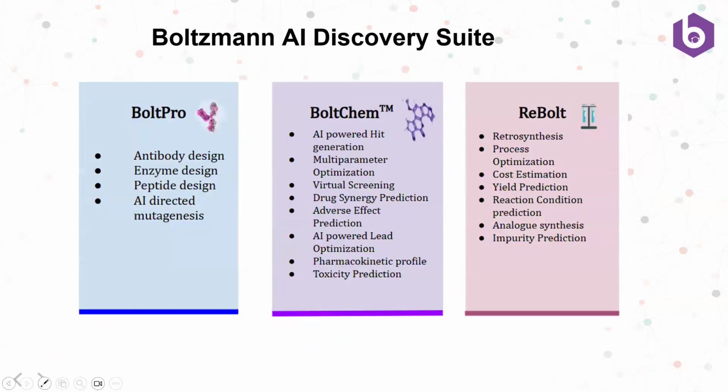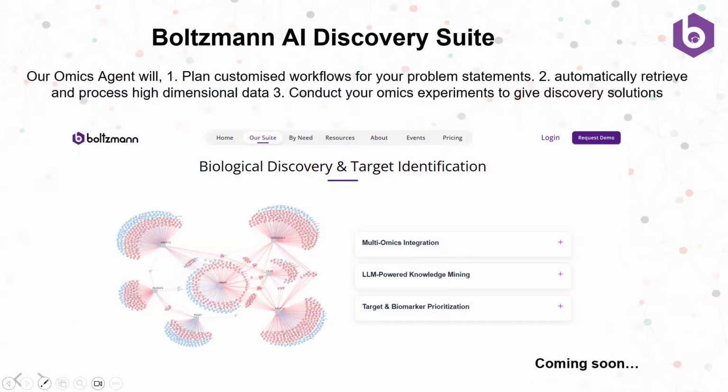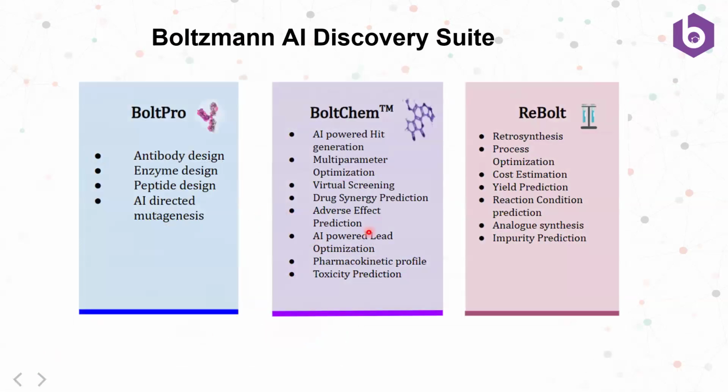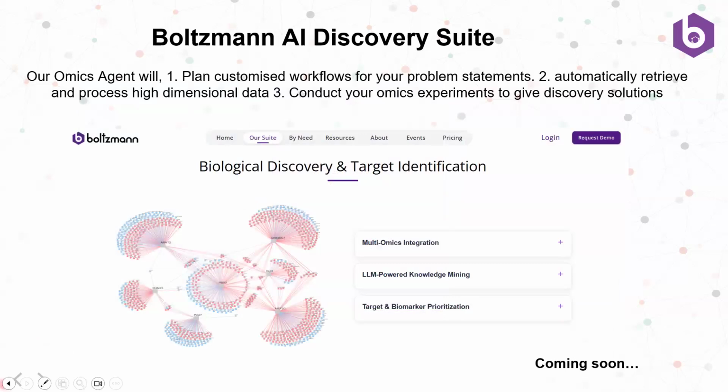So this is coming soon. The omics agent is currently under works. I'm working on it with a great group of people. It will soon be available for everybody. But what we also have currently is other parts of drug discovery, right? Antibody design, enzyme design, Boltz chem, where you can do virtual screening, and retrosynthesis are also available on our platform currently. So I hope you got what AI agents are and how they can help you.